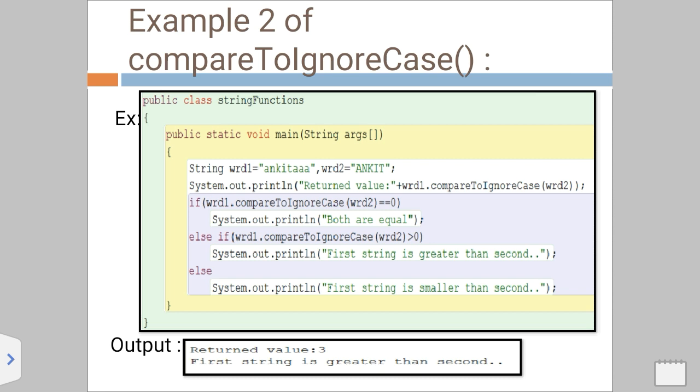If I am writing Ankita as the second word, then we are getting -3 as the returned value because the second string contains 3 extra characters. Presently, what we are having? The first string with 3 extra letters. That's why we are having output 3. And then the program provides us that the first string is greater than the second one because we are having a positive difference.